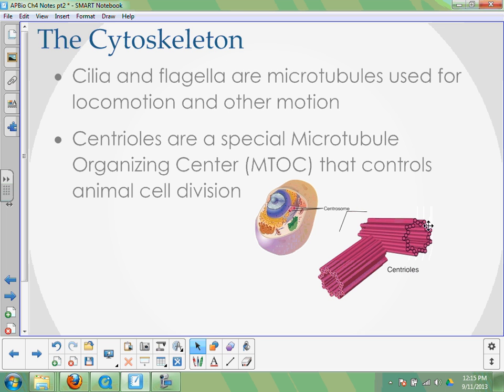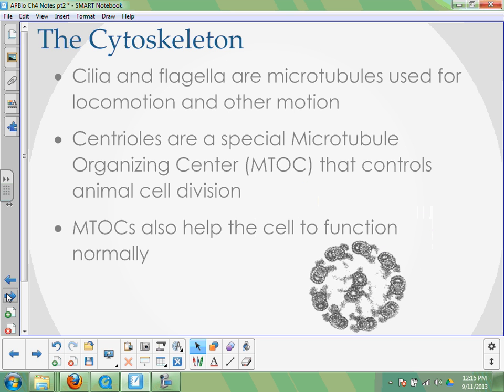We only find the centrioles in animal cells, and they're found in a region of the cell. This whole region is referred to as the centrosome. But they're a special type of a microtubule called a microtubule organizing center, an MTOC. And these MTOCs seem to somehow organize the processes of division for the animal cell. There are other MTOCs in some cells that help the cell do some other functions.